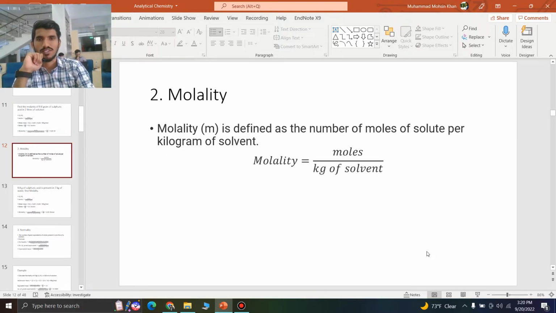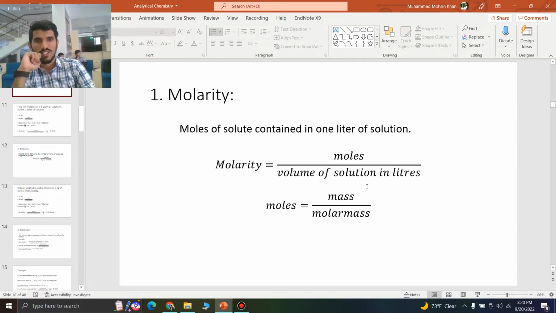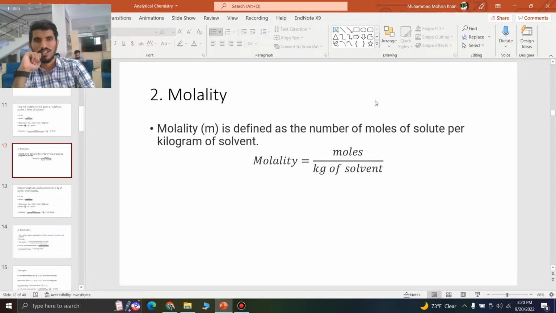So moving on towards molality. When we compare molarity with molality, what is the difference? Molality is defined as the number of moles of solute that are present in a kilogram of solvent, whereas in molarity we were discussing the moles of solute that are present in a volume of solution. Now in molality we are discussing the number of moles that are present in a kilogram of solvent. We are not talking about the solution, we are talking about the solvent. And similarly, molality will be equal to moles divided by kg of solvent.